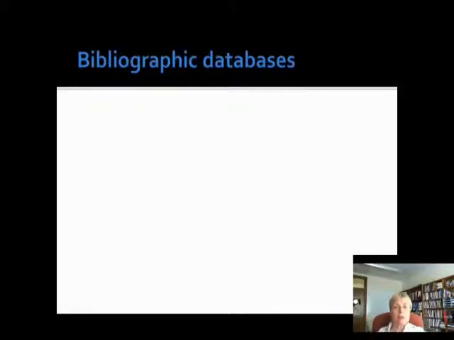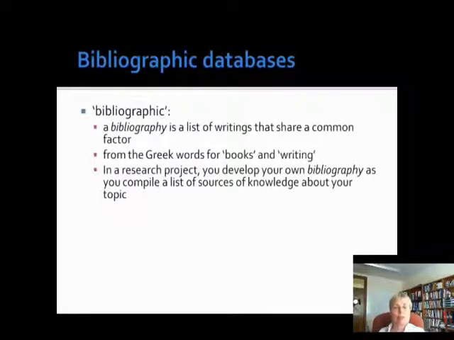Another thing that you will find are the bibliographic databases. It's quite a mouthful, isn't it? So bibliographic means a list of writings that share a common factor, from books and writing in Greek. And you should be building up a bibliography as you compile resources and keeping careful notes with proper referencing and so on. You will then cite some of those sources in your finished project, and that will be your reference list. So that's the difference.